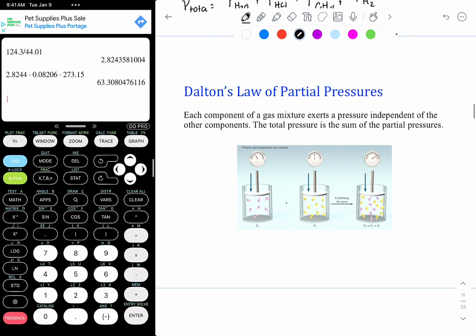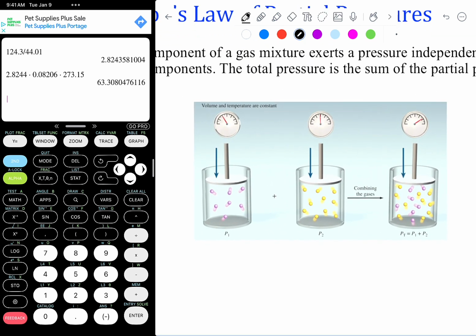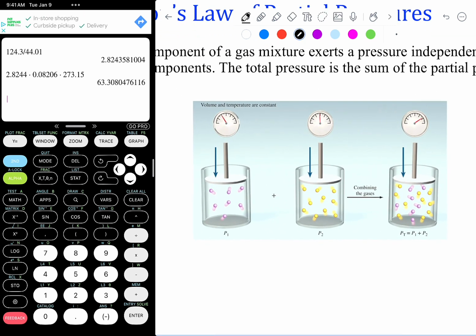So, to reiterate, each component of a gas mixture exerts a pressure independent of the other components. The total pressure is the sum of the partial pressures, which is what this is showing here. You have these purple ones, which are exerting, I don't know, a quarter of the amount on here. And then you have the yellow ones that are exerting about half on there as well. So when we combine them together, their pressures combine to about 3/4 of the total there.